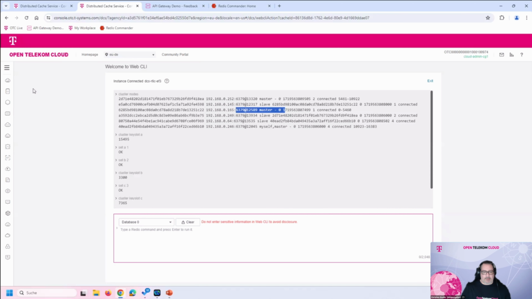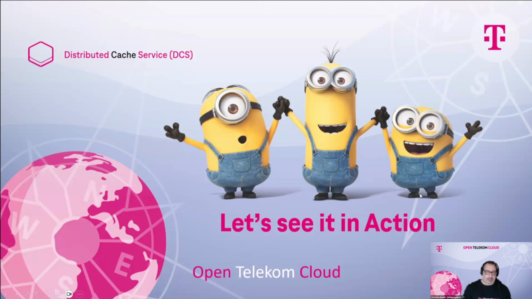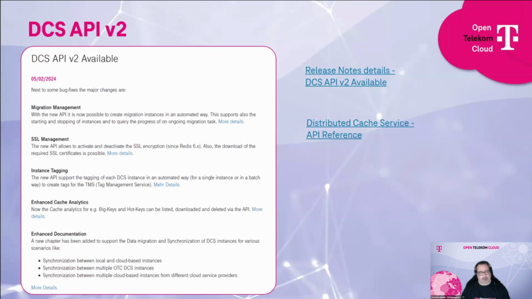Okay, perfectly fine. Now, I would like to give you a little bit more details on what happened. Just last month, we activated the DCS API version 2, as we call it. This version 2 brings a lot of advantages, especially, for example, the SSL management, which is available now since Redis 6, the instance tagging, and enhanced cache analytics. The API is much more powerful than version 1. Just want to remind you, if you maybe use version 1, please upgrade. It helps a lot, and we have also fixed some bugs.